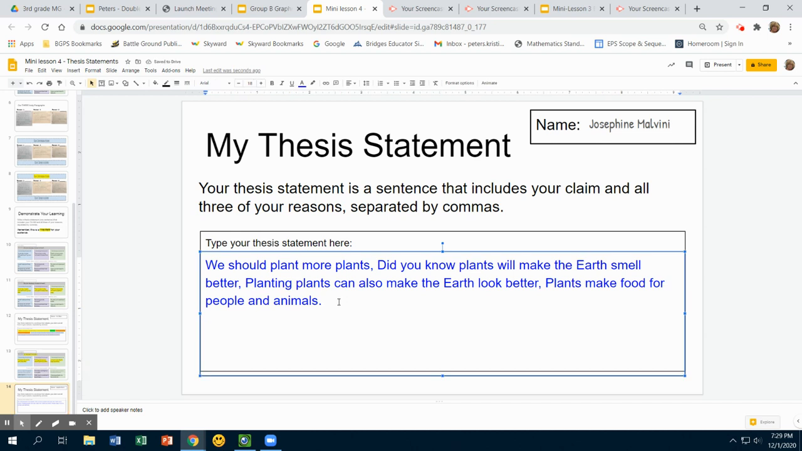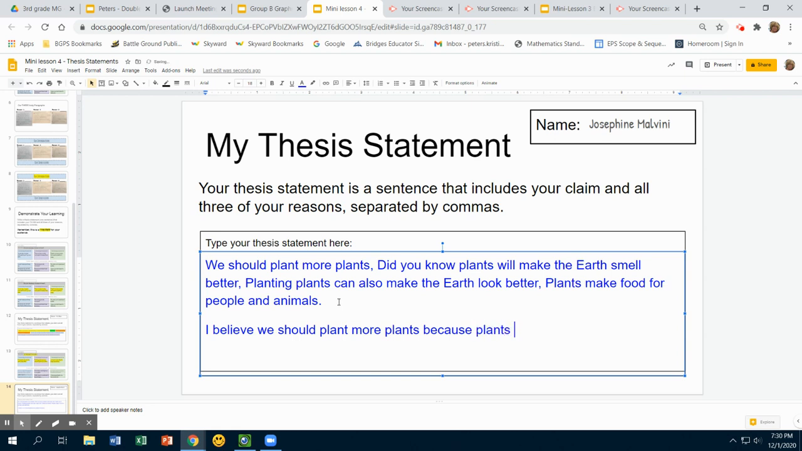First of all, we need to start with an I think or I believe statement. So Josephine, you can change this if you want, but I'm going to try an I believe. I believe we should plant more plants. And here's a word Josephine left out, because. Okay, I believe we should plant more plants because. Now, I love her "did you know" statement. That might be something she wants to use as her hook. Questions are really good, but we're going to leave it out right now.